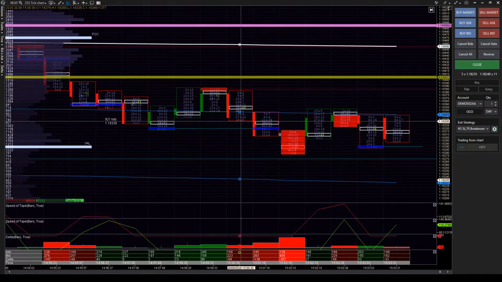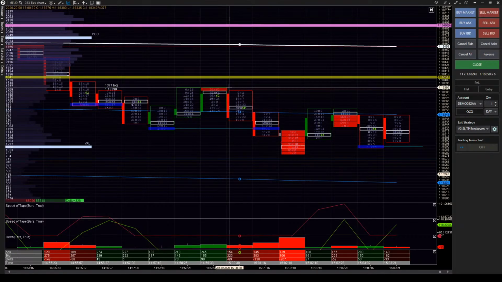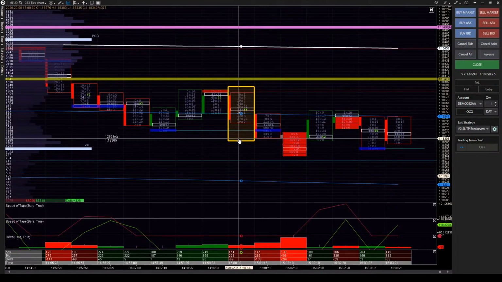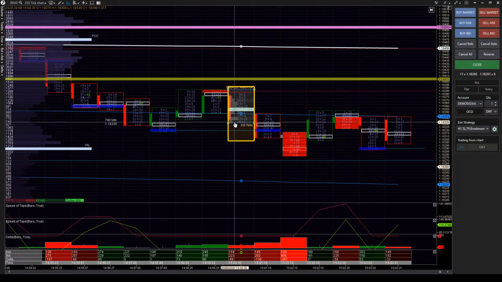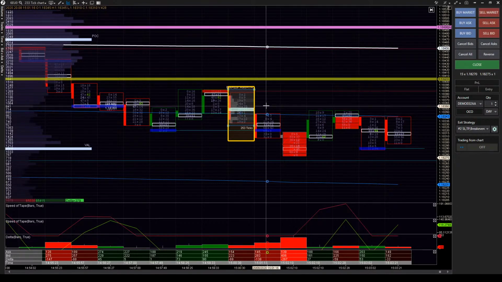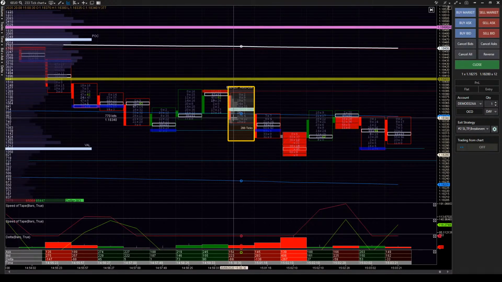Okay, so we know that the candle that initiated this down movement was this one right here. Let me put a yellow box around it. Okay, this one. And what I like to do is find a good entry spot, and what I like to see is where the volume was lower inside that candle.